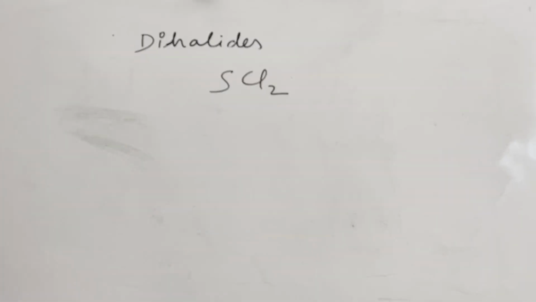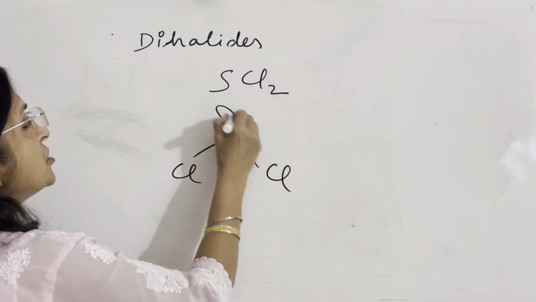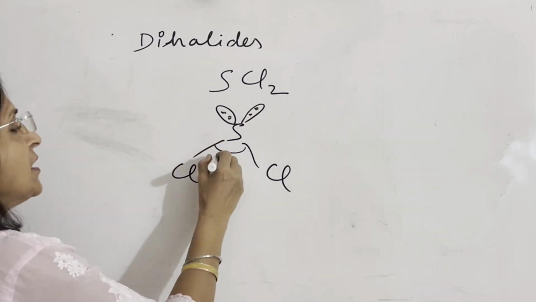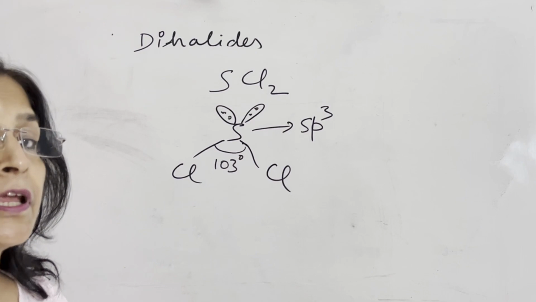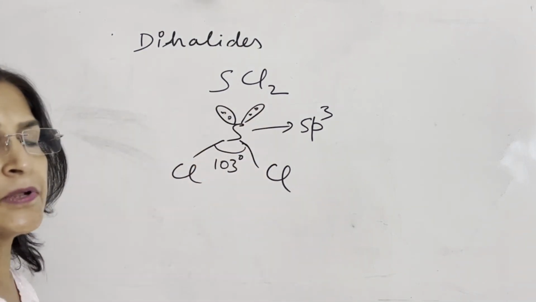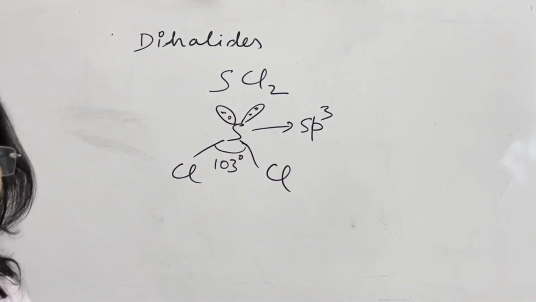In sulfur dichloride, the central atom is sp3 hybridized and two positions are occupied by lone pairs of electrons. And the bond angle is 103 degrees. The bond angle should be 109 degrees 28 minutes, but due to lone pair-lone pair and lone pair-bond pair repulsion, the bond angle decreases from the tetrahedral angle to 103 degrees.